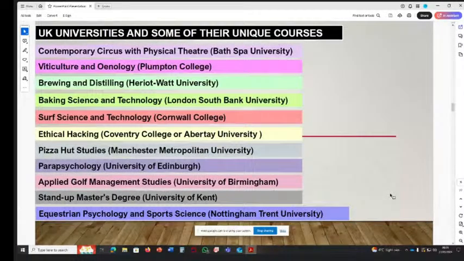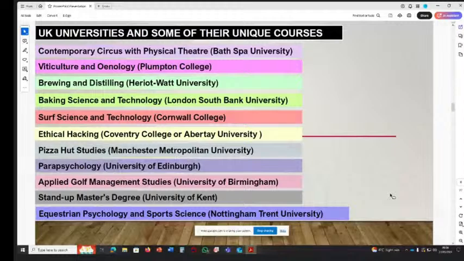Next, there are some interesting courses for those who are cultural and creative people, so they will like this one. I tried to make slides out of it. So, UK universities and some of their unique courses. There are courses like contemporary circus. So circus can be a course here. It's not just for amusement or fun. It can be integrated as a course with physical theater capabilities. They are running it at Bath Spa University. Viticulture and Oenology, interesting, at Plumpton College.